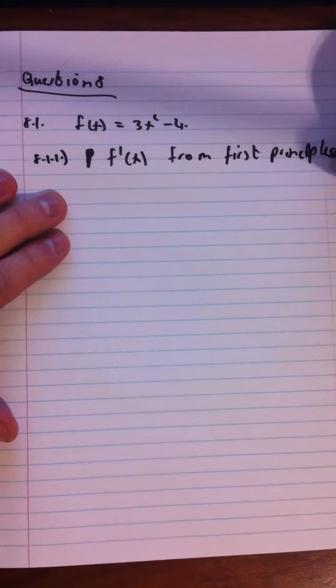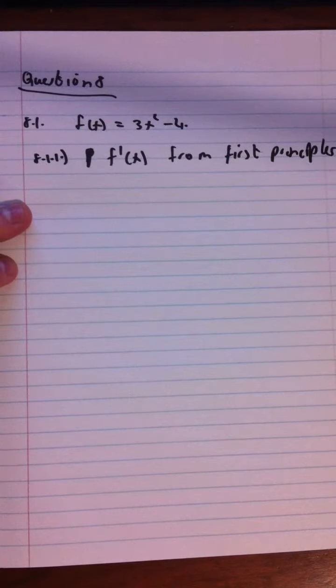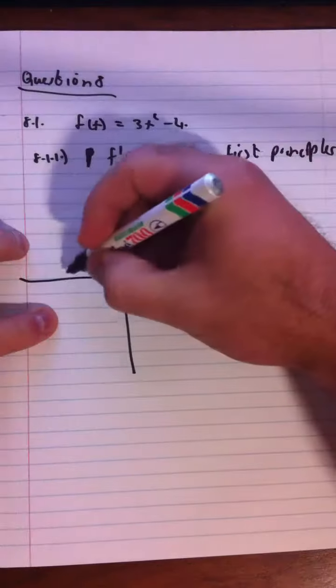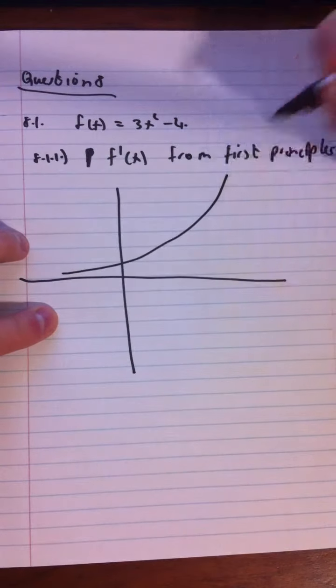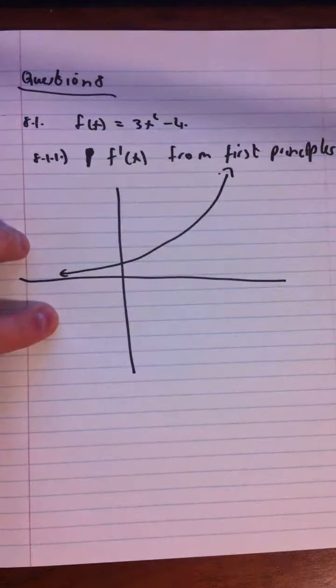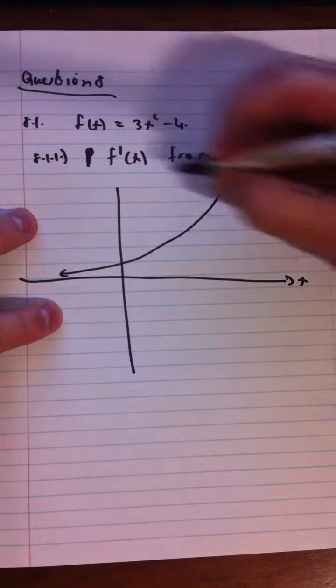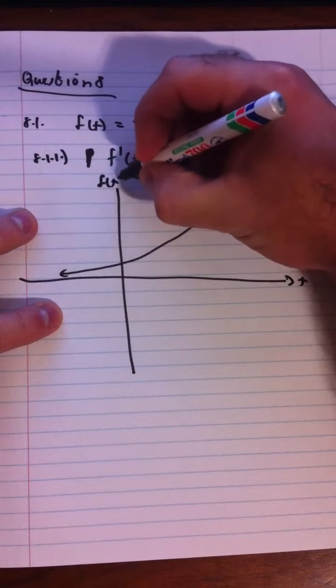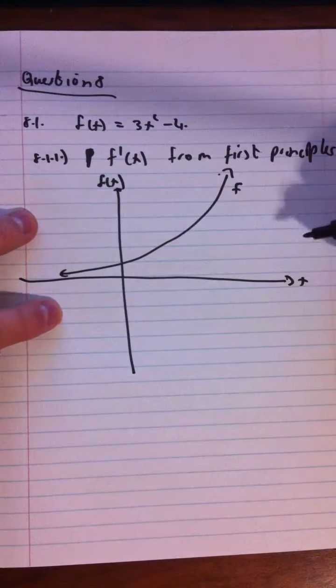Now I'd like to just quickly go through what first principle is. Where do we get this notion from? So let's assume we have this curve here, whatever it might be. And let's assume that this curve is called f. This would be our x-axis, and this would be our output, f of x-axis.